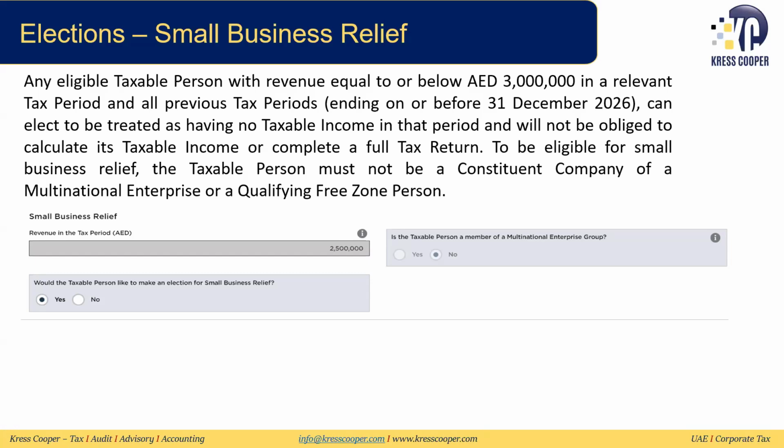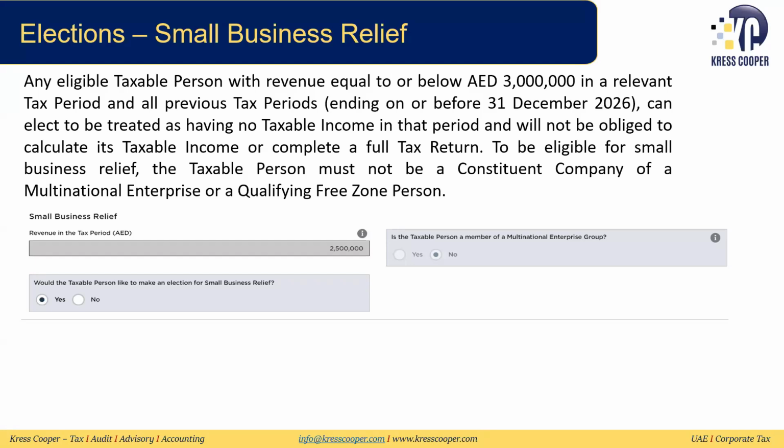So in case we do elect this, then your tax return form will close over here. There will be no further information. It will go directly to review the form and to declare it. So basically, the only thing that it requires you to do is the taxpayer detail in this case. If you are electing for small business relief, you will give the taxpayer detail, the details that it asks you about, such as whether you are a qualifying free zone person or not, because we know that small business relief is not available to somebody who is a part of a multinational enterprise or a qualifying free zone person. That is why the information was selected before.